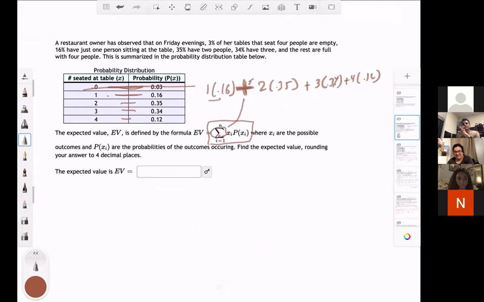I got 2.36, but it says 4 decimals, so I'm not really sure about that. Anybody else? I got the same thing, but when I round to the 4th decimal, I got 2.3600. Okay. We usually don't put the 00 after. But let's see what the homework said. $2.36. So we don't need to put this.